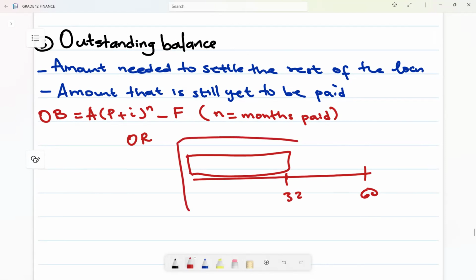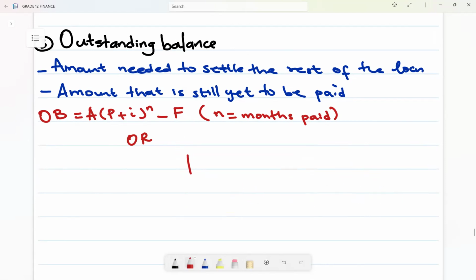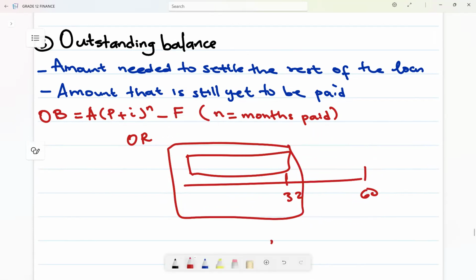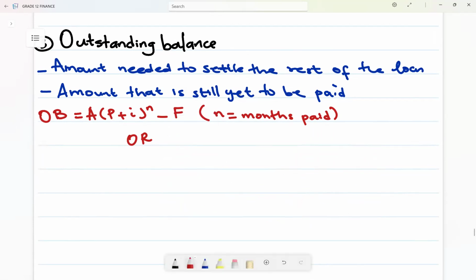So it's going to be 32. Okay, but let me retain this. Okay, let me remove it actually. Or you can use this formula: outstanding balance is equal to present value.